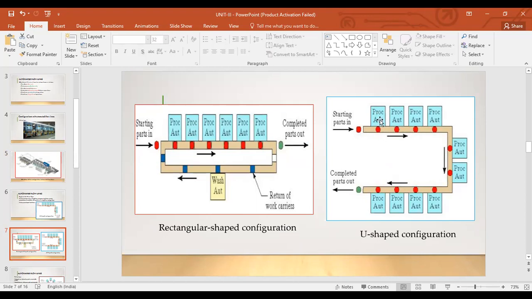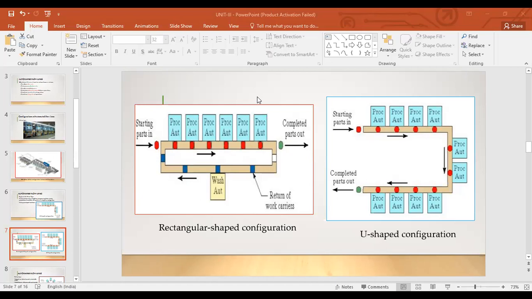And here you see PROC, AUT. What does that indicate? I told you yesterday, right? PROC is processing, basically a processing station, and AUT indicates it is automated. But it could be an assembly station also. We are discussing configurations of automated flow lines. This applies to processing, assembly, and also inspection.